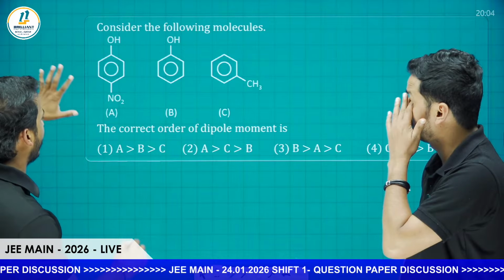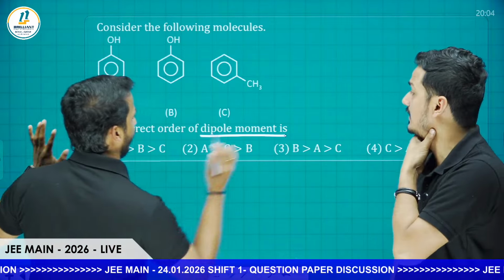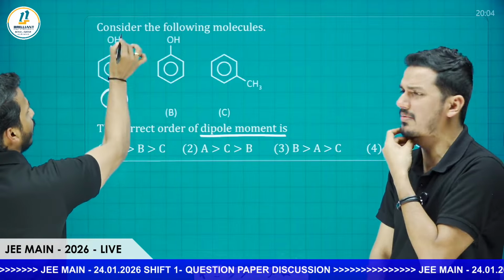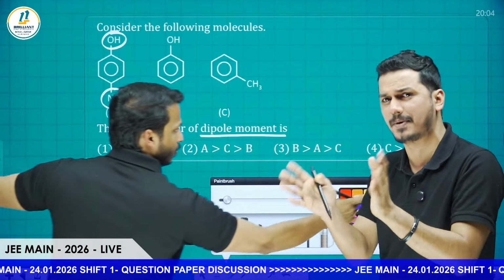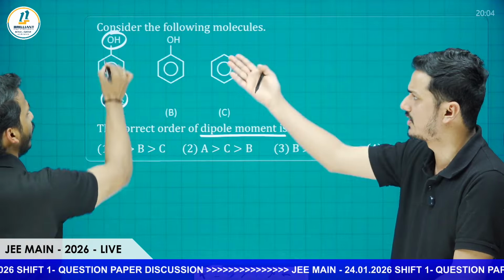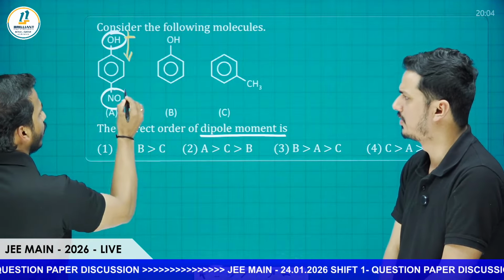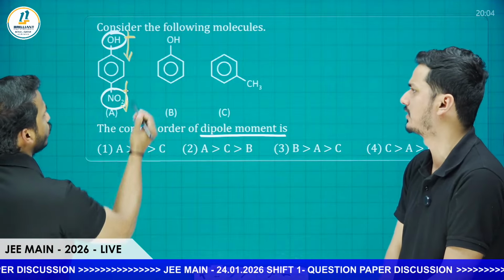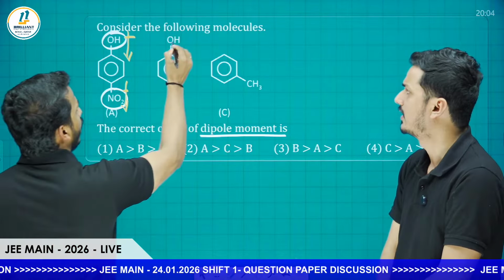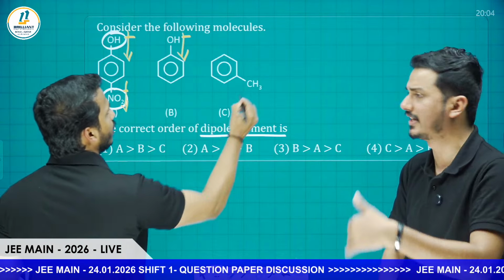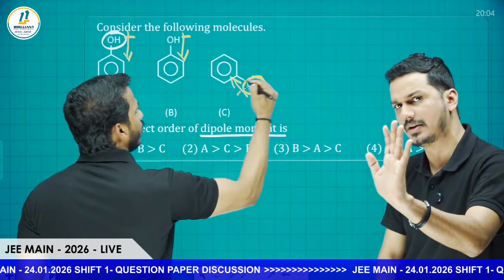Consider the following molecules, the correct order of dipole moment. Here you can look at resonance, the donating tendency. OH is a donating group, but NO2 nitro is a withdrawing group, so the net dipole moment is downside. OH is also more strongly donating. CH3 is donating because of hyperconjugation.